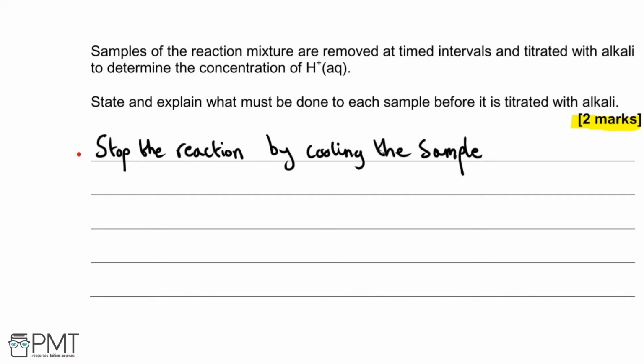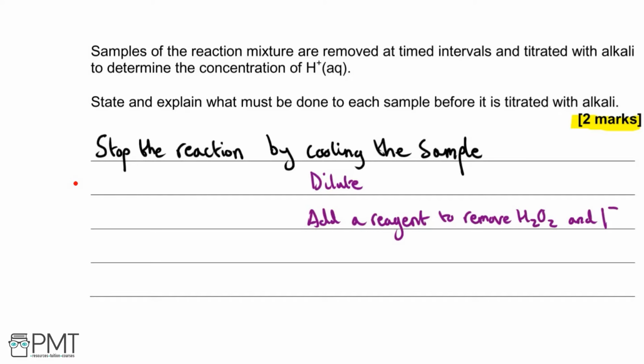There are a few other things we could do though. We could also dilute the reaction, so that the changes in concentration become more and more negligible. So by diluting our sample, that's one way we could do it. We could also add a reagent to remove our other reactants. So that would be our hydrogen peroxide and our iodide.